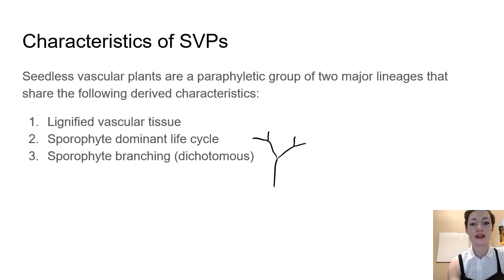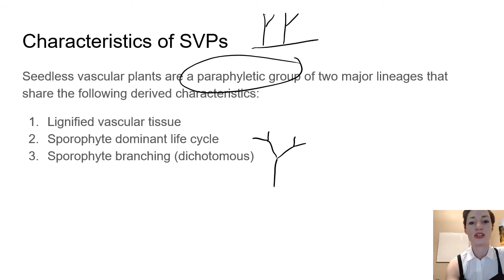Ooh, and here it says they're paraphyletic. That was how we had those two different groups that don't share just one common ancestor. So that makes them paraphyletic. This common ancestor is shared by these SVPs and these SVPs, but also all plants after that. So that makes them paraphyletic because they don't all branch from the same point.